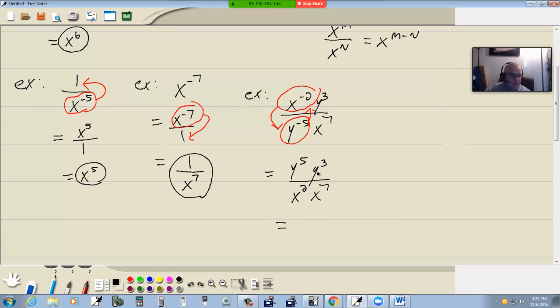Now here we have y to a power times y to a power, so we're going to add our exponents. So that gives us y to the 8th. And here we have x to the 2 times x to the 7th, which gives us x to the 9th. And that would be our answer. Now there's nothing to handle with the fraction after we do that.